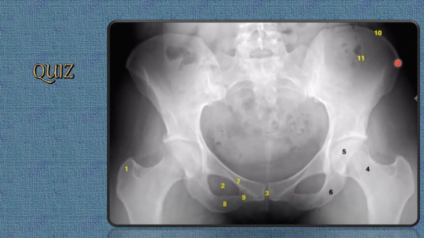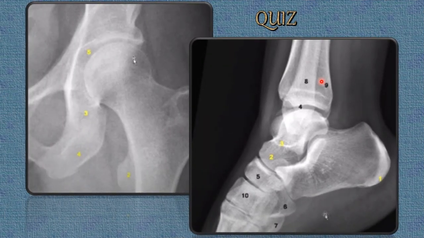Quiz. What is 10? What is 11? What is 5, 4, 6, 3, 7, 2, 8, 9, 1? So you have to answer yourself. Again quiz. What is 5, 3, 4, 2 and 1? This is important, you have to tell. 2 again important. 3, 4, 5, 6, 7, 8, 9, 10.